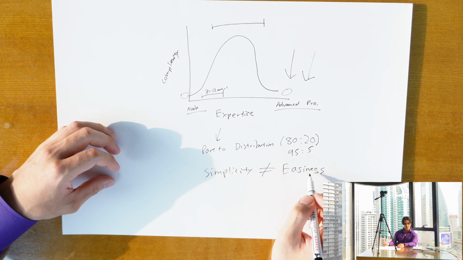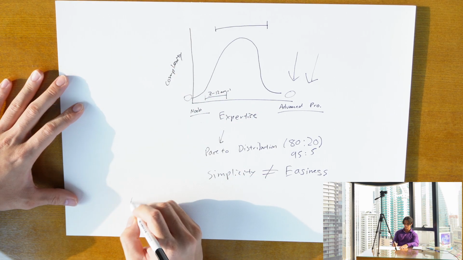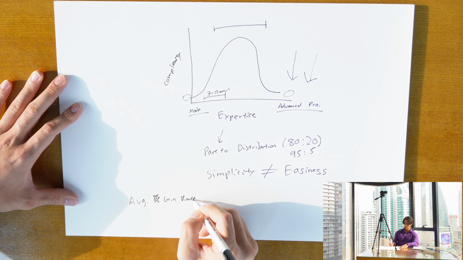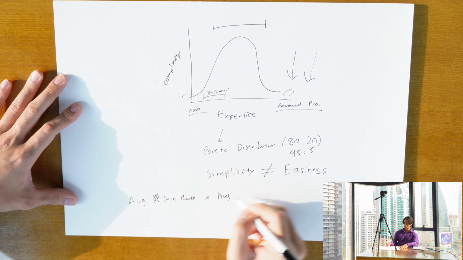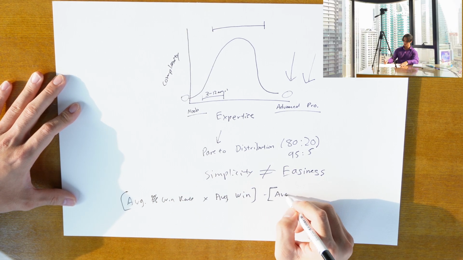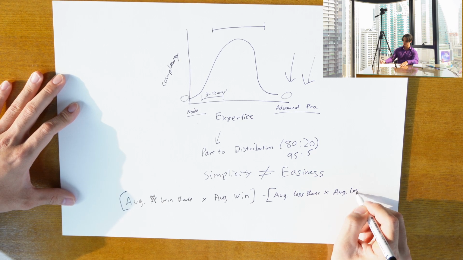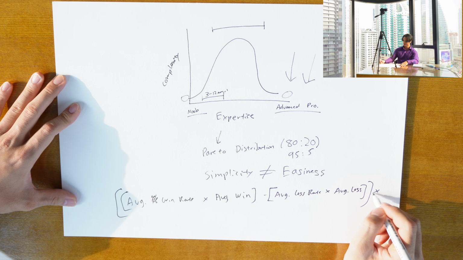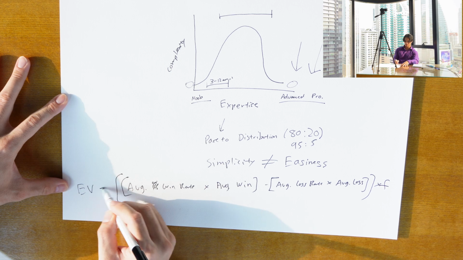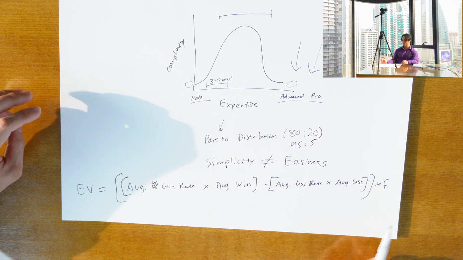equate to easiness, right? For example, I always talk about the golden formula of investing: average win rate times average win, subtracted by average loss rate times average loss, right? Times frequency. It takes years of basically optimizing this formula in order to maximize your returns, right?